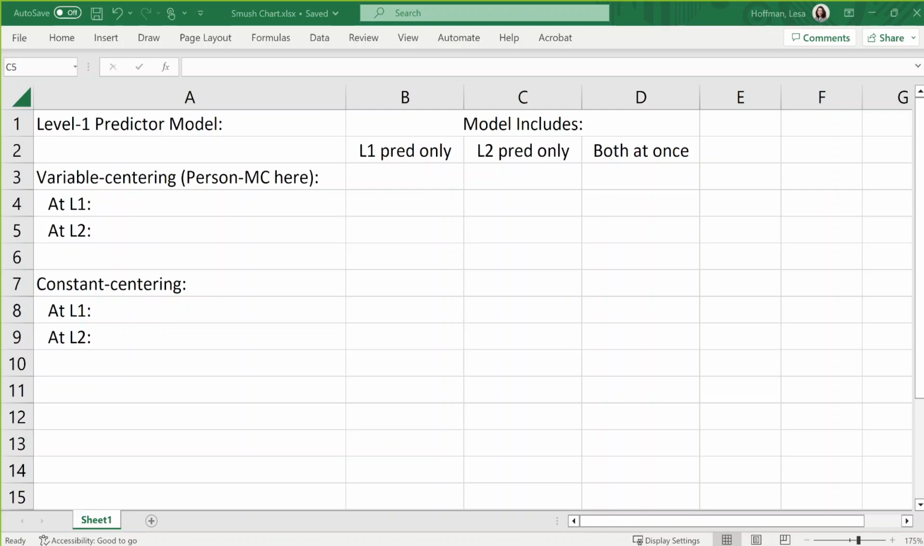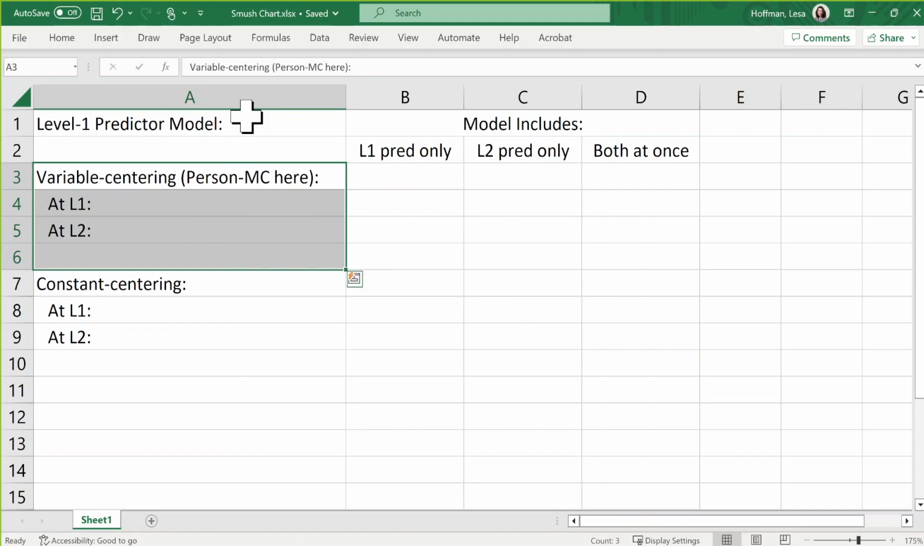I have a little Excel sheet that I built here that I'd like to use as a means of reviewing model specification for time varying predictors, how you set it up, and what you get back in return. I'd like us to do a little review by building this together, if you don't mind. That work for everybody? Rhetorical question, but. So I have my two ways of setting up the level 1 predictor model here.